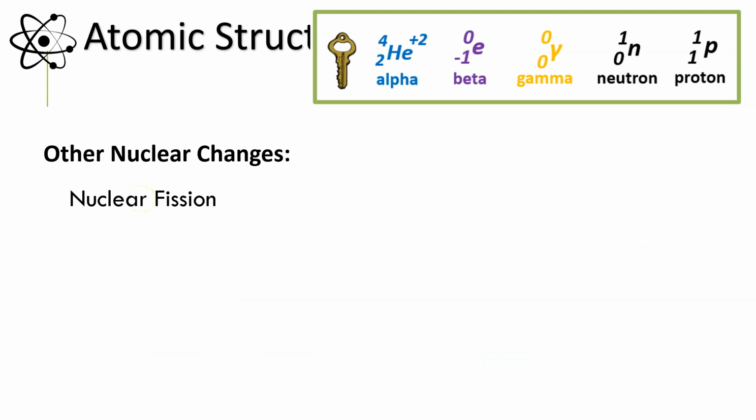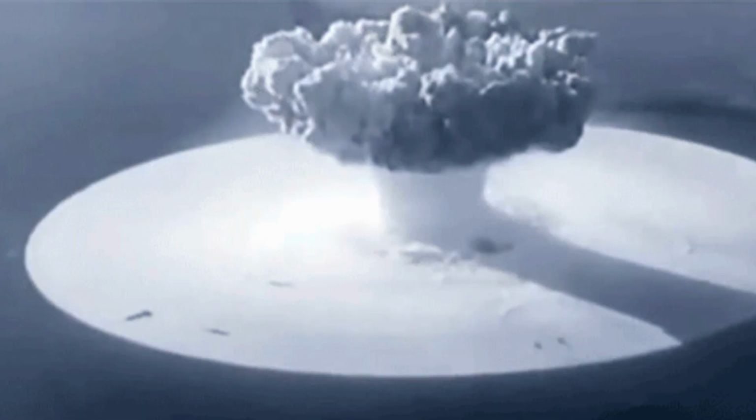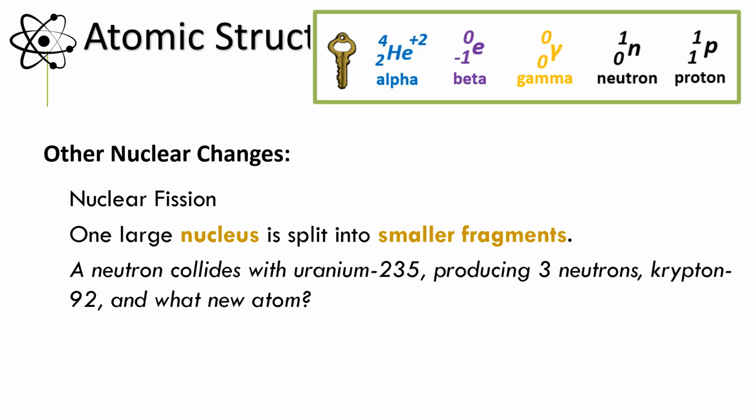Another common nuclear change is the opposite of fusion, and it's called fission. This is what humans can accomplish in the extremely destructive weapons known as atomic bombs. Here's some videos of atomic bombs being tested in places like oceans and deserts. And here we've got a definition of fission, which says it's one large nucleus that's being split into smaller fragments. Here's a description of one of these examples. Let's see if we can turn this into a transmutation equation.